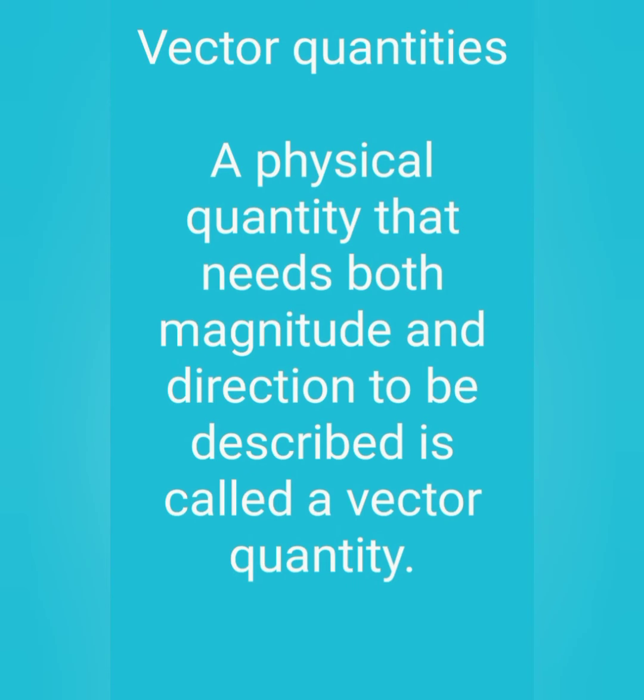Whereas a physical quantity that needs both magnitude and direction to be described is called a vector quantity. For example, velocity, acceleration, force and weight. These are vector quantities. They are represented not only by numerical value, they also require direction. So a vector quantity requires both magnitude as well as direction.